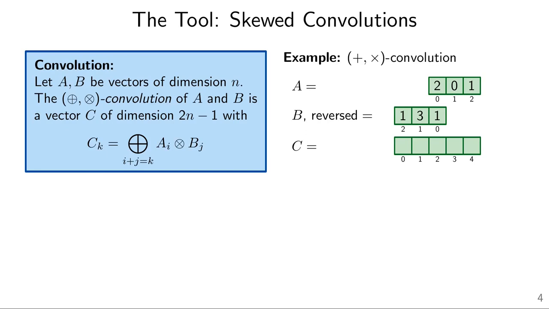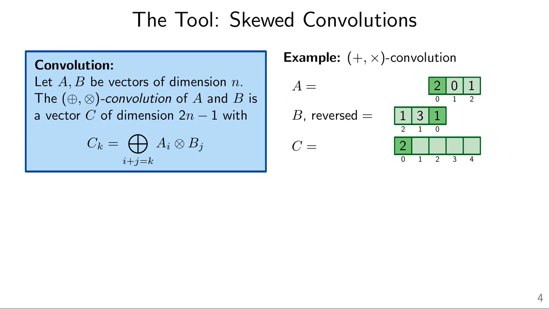Here, A and B are dimension 3 vectors. A is equal to 2, 0, 1. B is equal to 1, 3, 1. But think of B as being written in a reversed way. Now, how do we compute the vector C for a pair of indices I is 2 times 1?